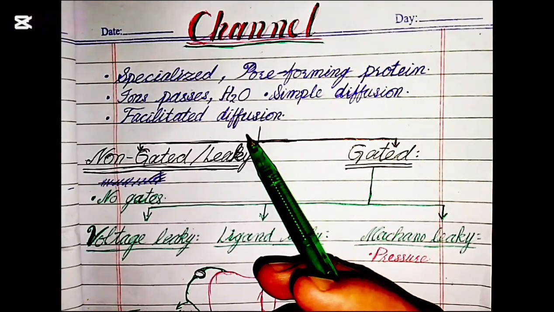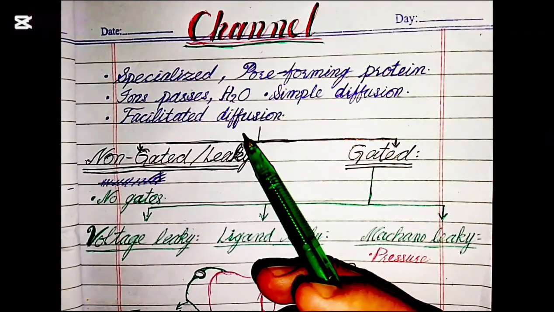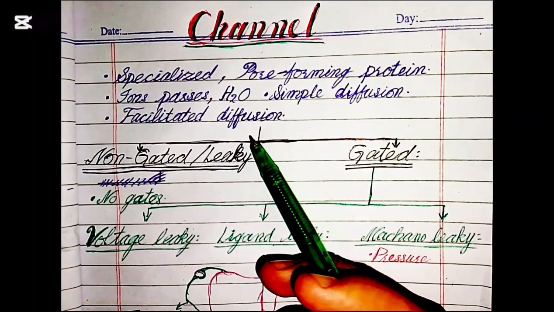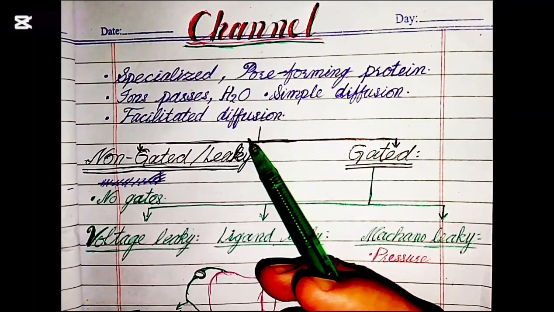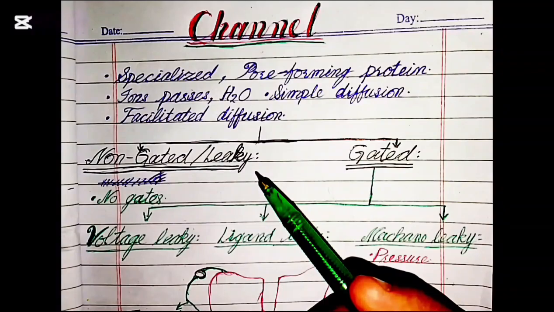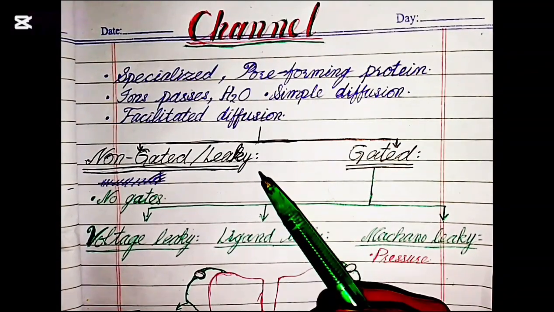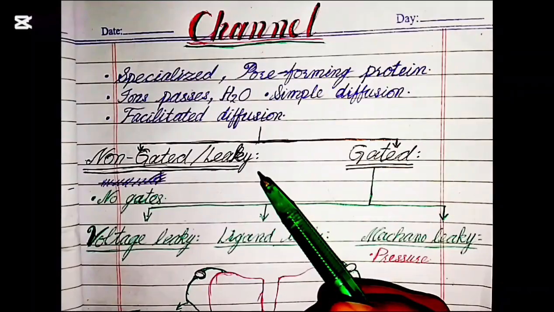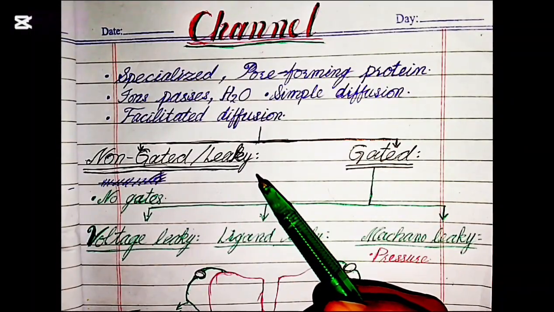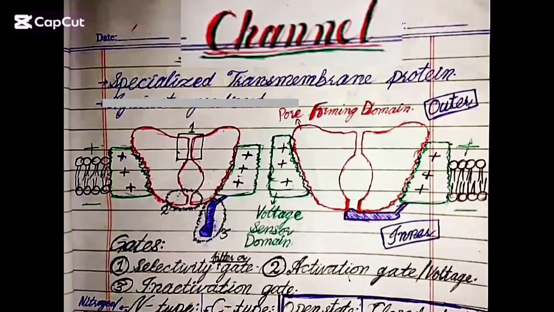And channel is mainly involved in facilitated diffusion, meaning the diffusion in which proteins are involved is known as facilitated diffusion. Channel and pump have two distinct features. Channel works along the concentration gradient, but pump works against the concentration gradient. Pump is a specialized transmembrane protein which works against the concentration gradient.